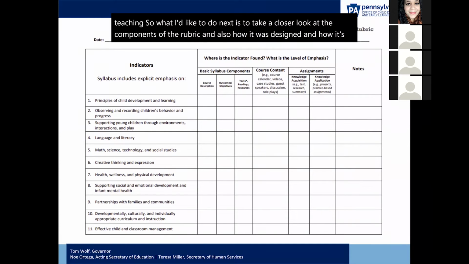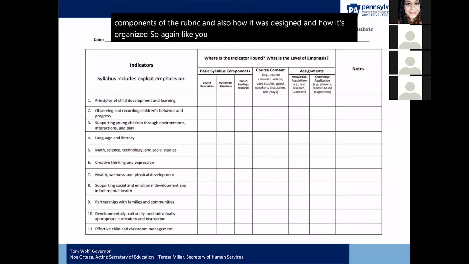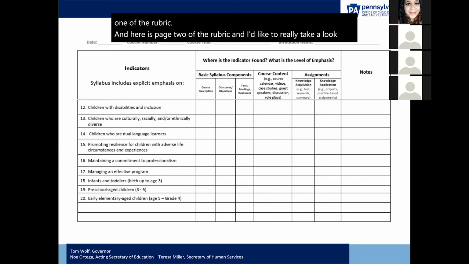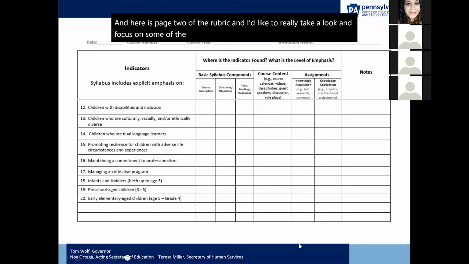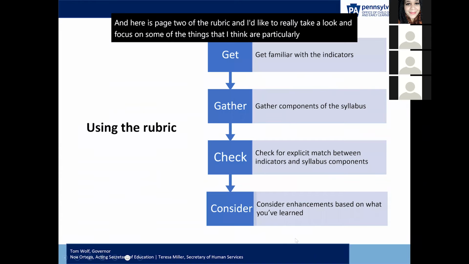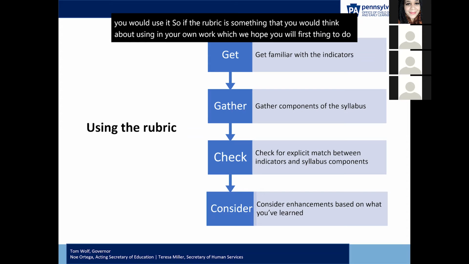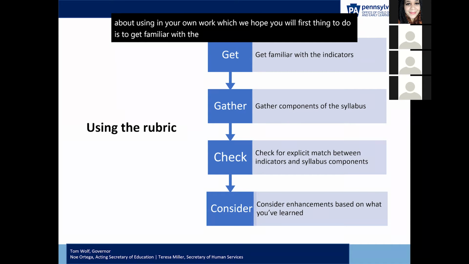So again, like you possibly have in front of you, this is page 1 of the rubric, and here is page 2 of the rubric. I'd like to really take a look and focus on some of the things that I think are particularly useful about this tool and why it might be important for you to think about how you would use it. If the rubric is something that you would think about using in your own work, which we hope you will, the first thing to do is to get familiar with the indicators and really understand what the basis of each of them is.